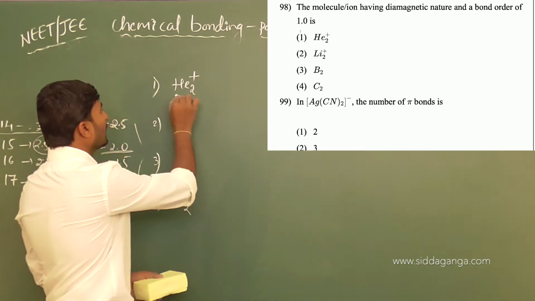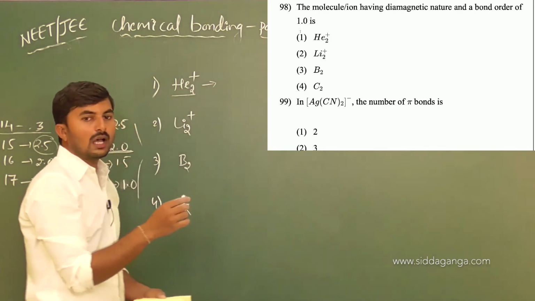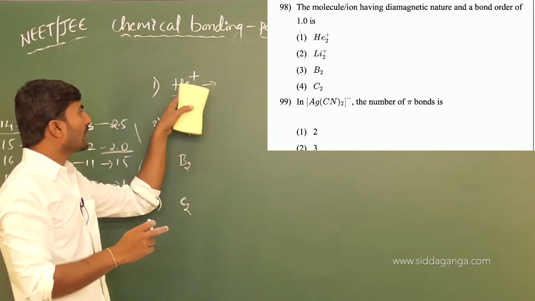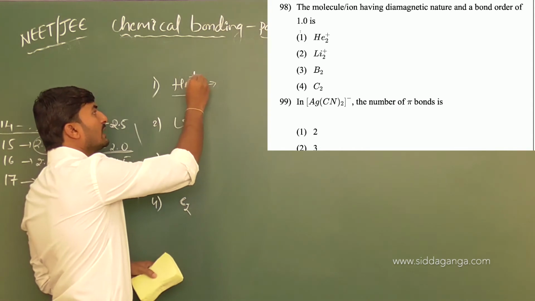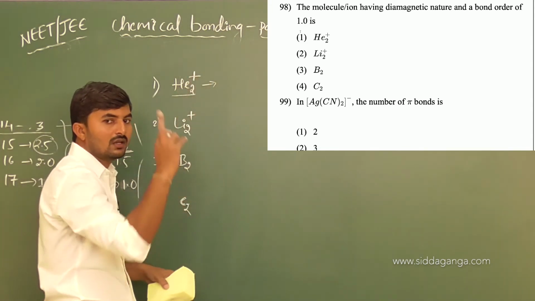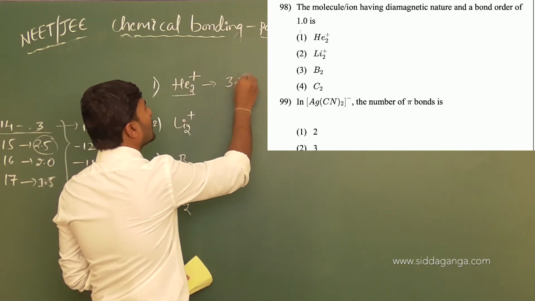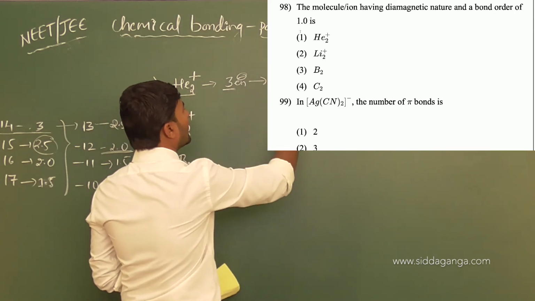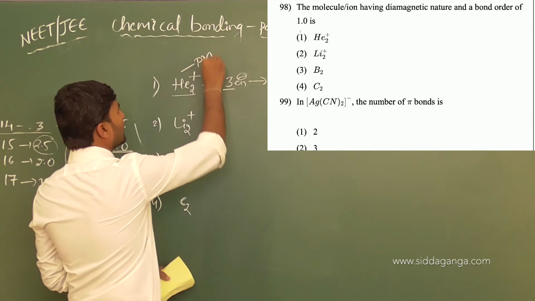Here helium 2 plus molecule, each helium atom should have 2 electrons. Two helium atoms, that is 4 electrons. This positive sign indicates the loss of electrons. How many electrons? 1 electron. 4 minus 1, that is 3 electrons. 3 electrons, an odd number of electrons, so this is paramagnetic.